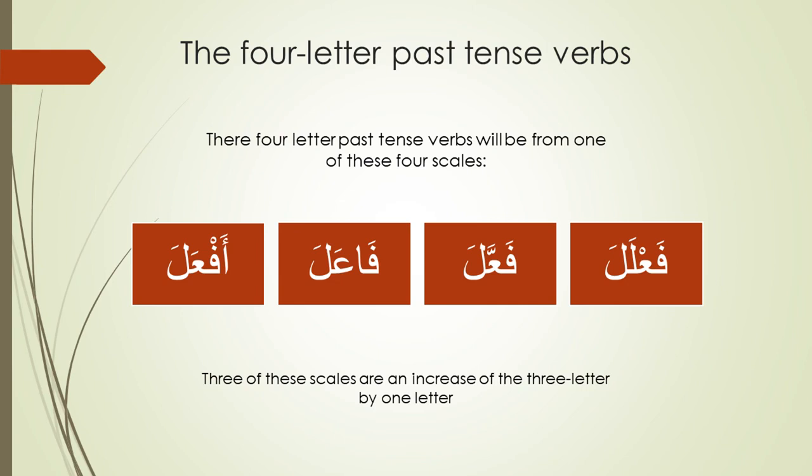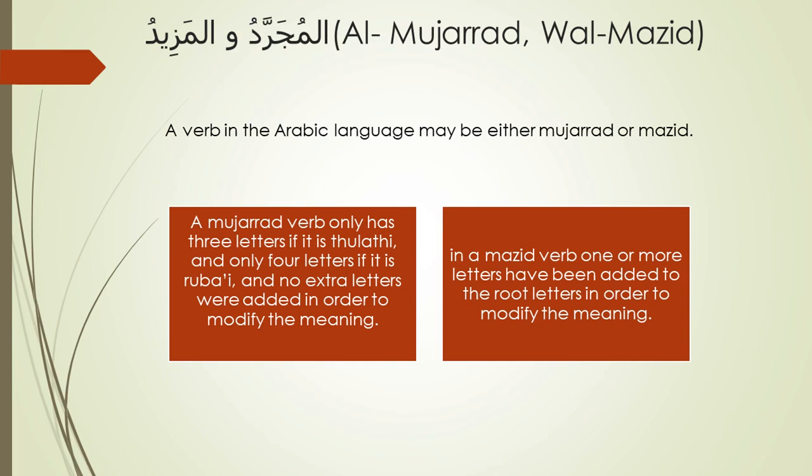So what we do now is differentiate between the mujarrad and the mazid. So the Arabic verbs will fall into one of the 2. It will either be al-mujarrad or it will be al-mazid. So we'll take the mujarrad first. The mujarrad is the verb that has 3 letters as a root if it's a thulathi, 3 letters, or 4 letters if it's a ruba'i. Thulathi meaning 3 letters. And then you have the ruba'i. There are no extra letters added in order to modify its meaning.